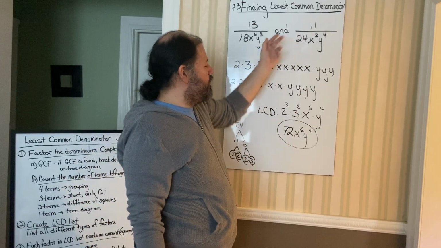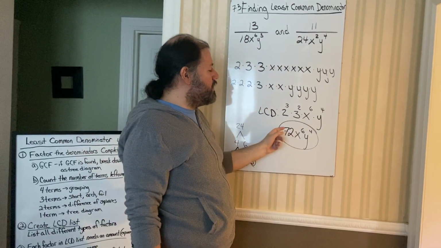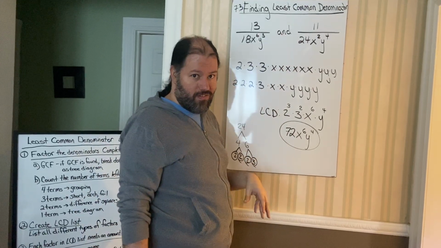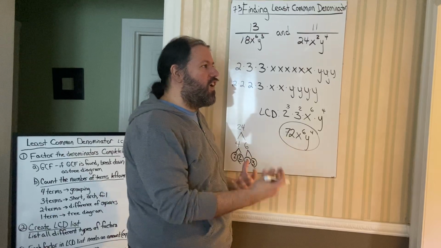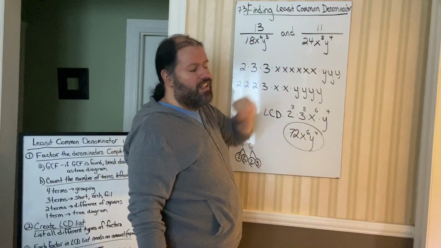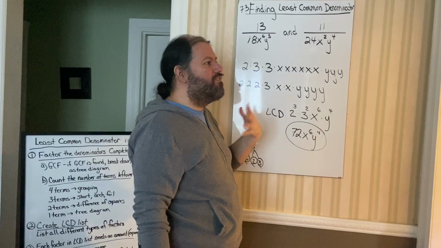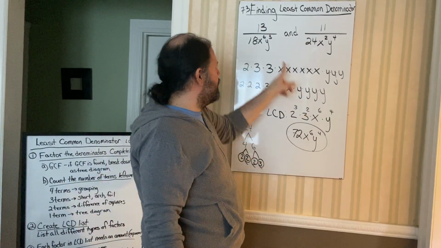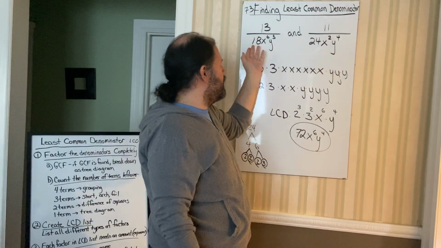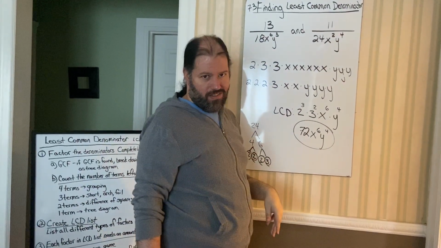And this 24, you could divide 72x to the 6, y to the 4th evenly by this 24x squared, y to the 4th. We always grab the larger amount. So this is supposed to be either equal to the largest amount or more. That's why x to the 6, y to the 4th, and then 18 and 24, 72.